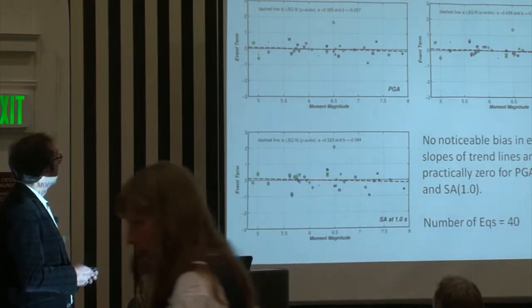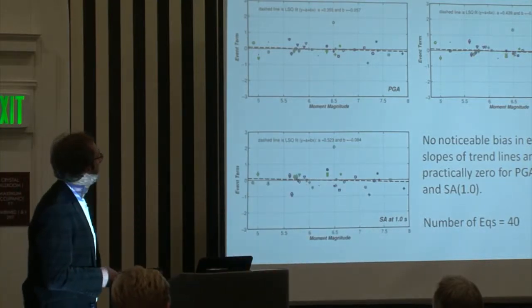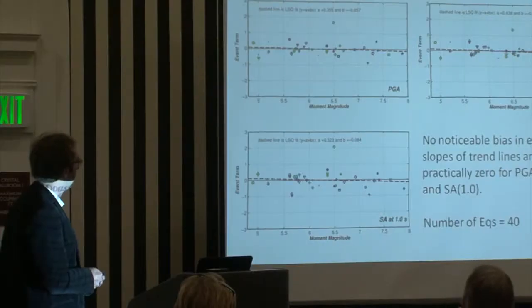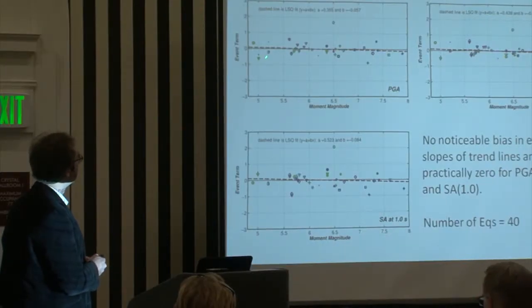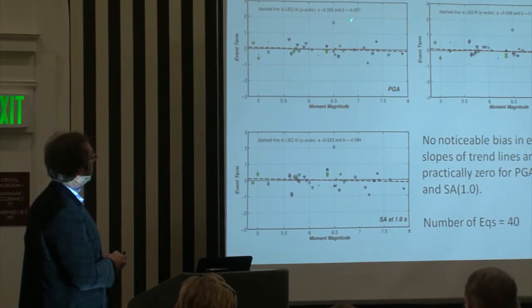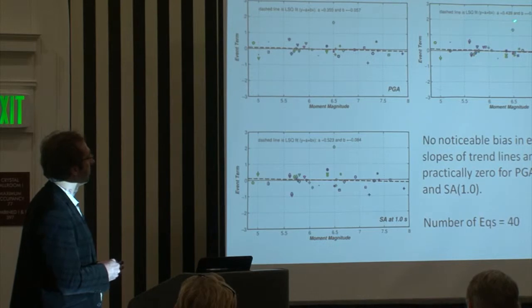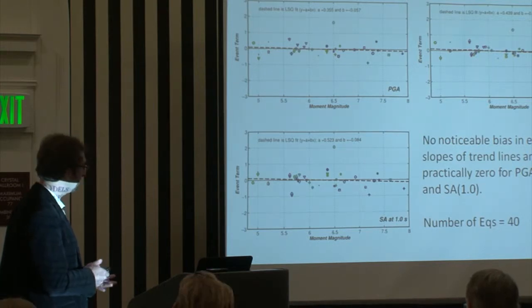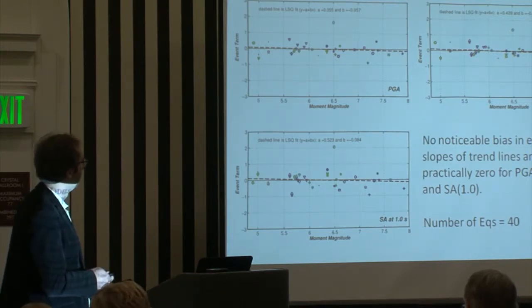When we look at the event terms, the inter-event residuals, we have about 40 earthquakes here. We have PGA, SA at 0.2 seconds, as well as spectral acceleration at 1 second. Again, the red dashed line shows our trend, and the slope is very close to zero. Practically, we don't have any bias in any of these event terms as well as the intra-event terms.